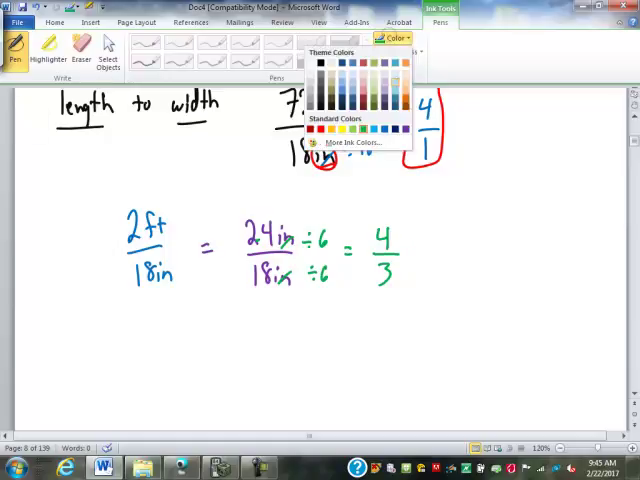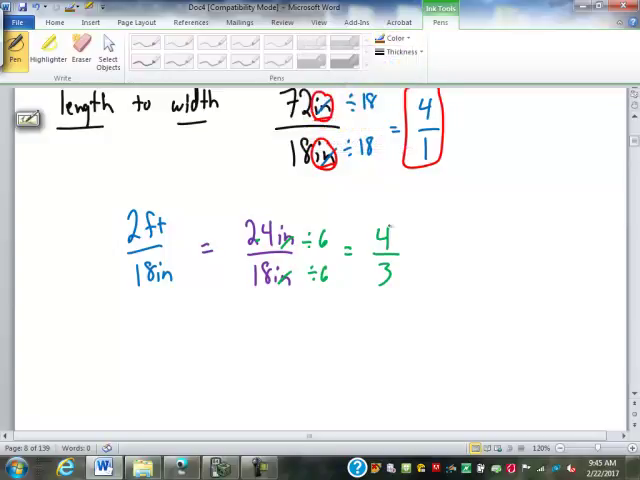Now here's another difference between ratios and fractions. If this were a fraction, I would change that into a mixed number of 1 1/3. But remember, this is not really a fraction. It is a ratio. And a ratio, again, is that comparison of two numbers. So I will leave it as an improper fraction. It is 4:3, not 1 1/3.